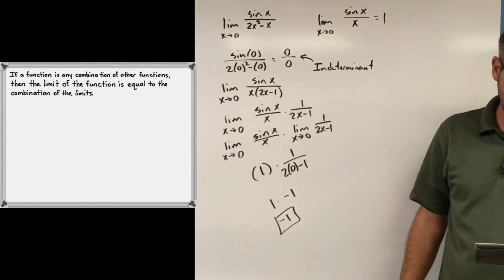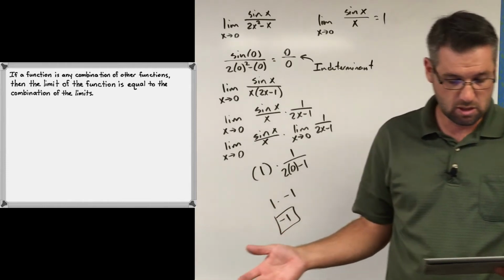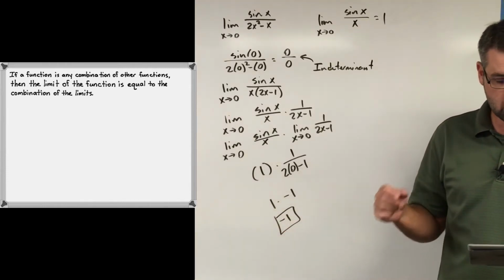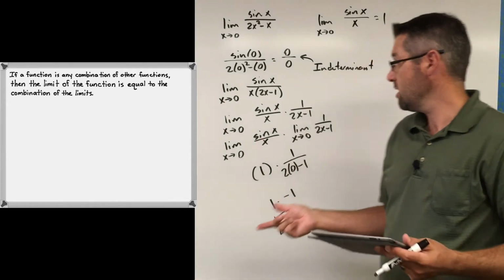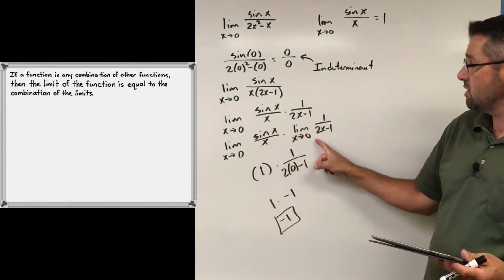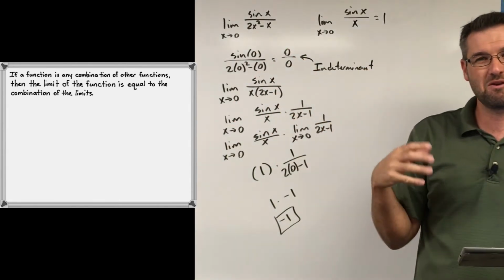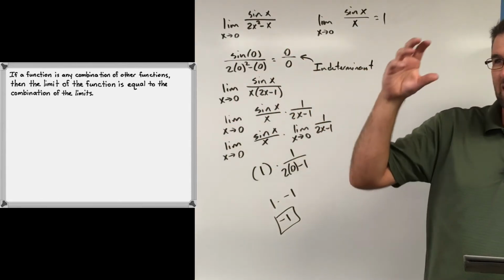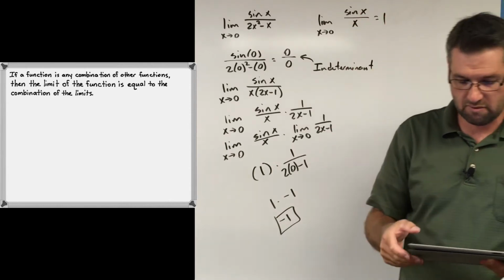If a function is any combination of other functions, multiplication, addition, subtraction, division, or whatever it is, then the limit of the function is equal to the combination of those limits. The combination of these limits is the same as the limit of the original function. You just have to be careful that you're not dividing by 0. You can't say the limit of the top divided by the limit of the bottom, and the bottom is 0. You're going to have a problem there.